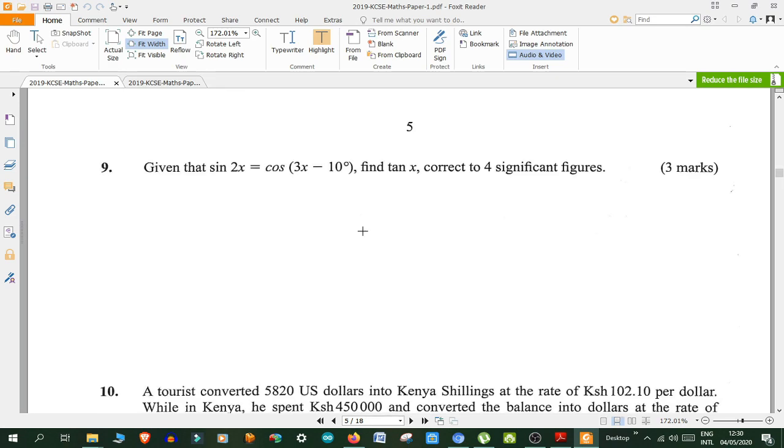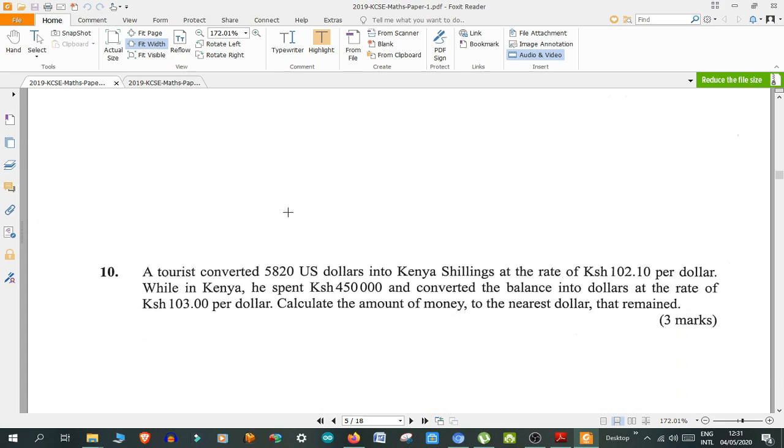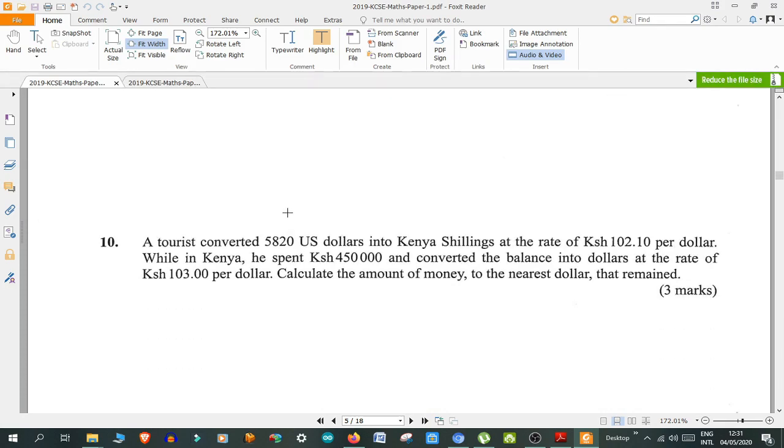Question 9 could be a little bit different. Probably the first time you're encountering a question outside the Form 1 and Form 2. But just like I mentioned, 75% of the questions would be from Form 1 and Form 2. So given that sin 2x is cos 3x minus 10 degrees, find the tan x correct to 4 significant figures. So just understanding the trigonometric ratios here, the relationship between sine, cosine, and the tangent.